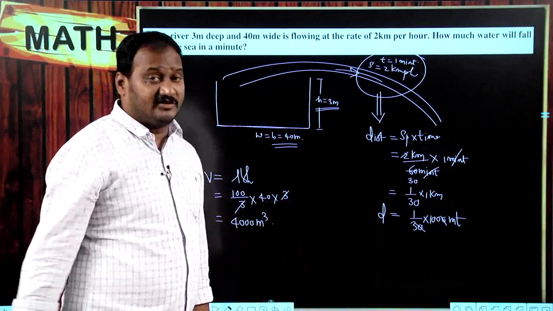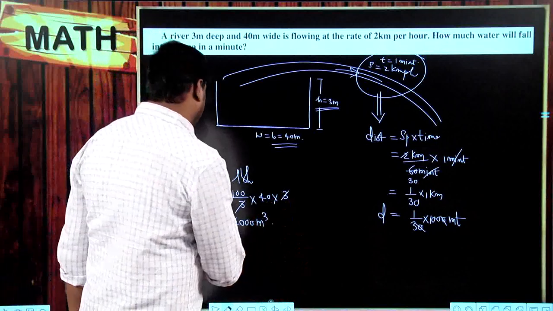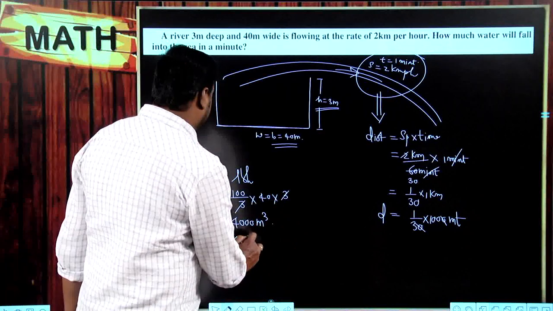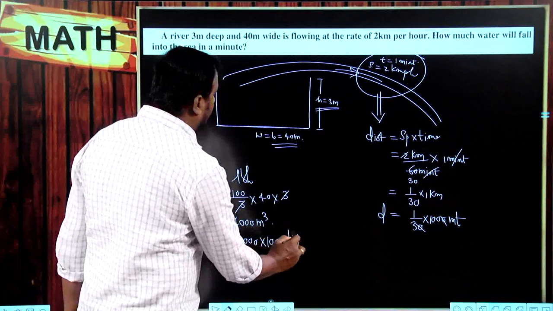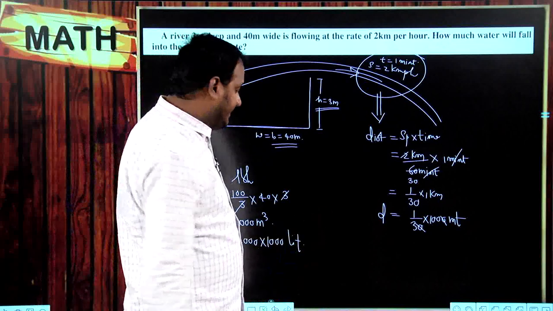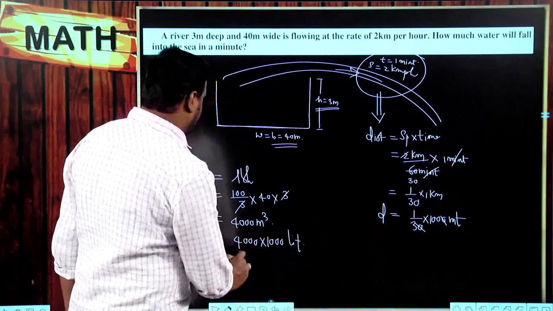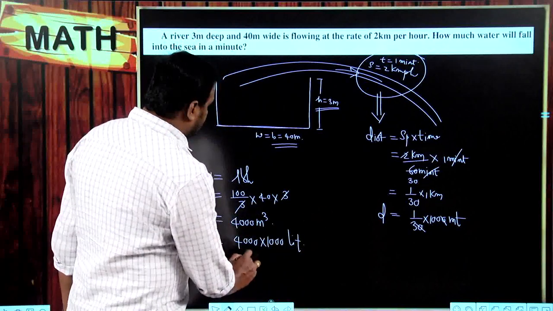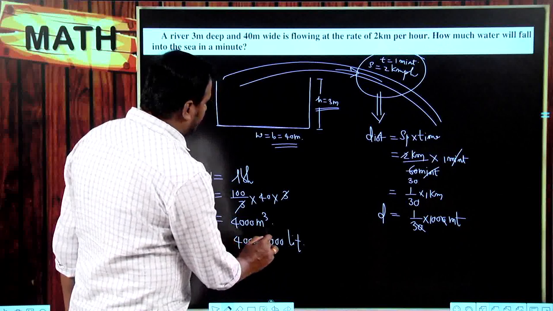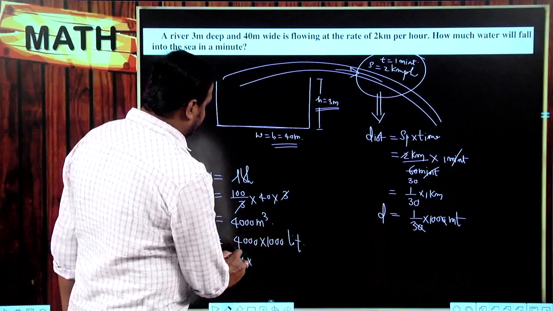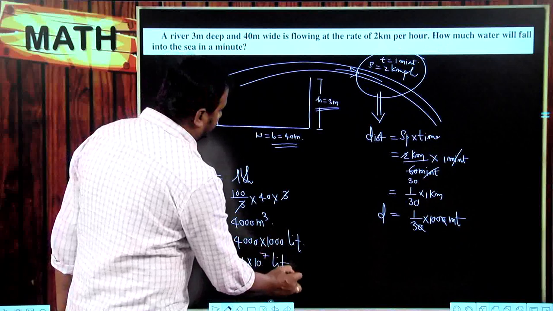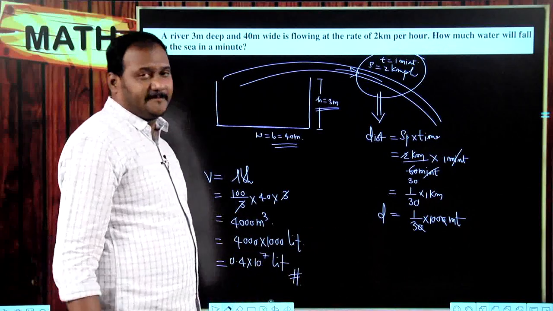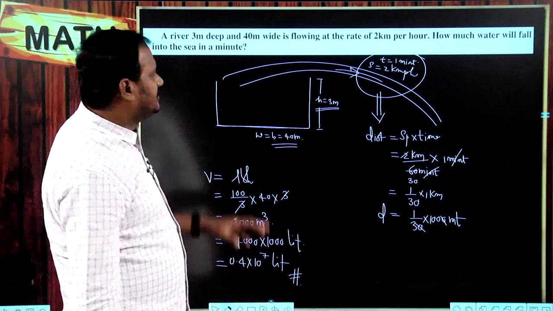1 meter cube is equal to how many liters? Yes, 1 meter cube is equal to 1000 liters. So, 4000 into 1000 liters of water will fall into the sea in 1 minute. If you write it in the standard form, it would be 4 followed by 6 zeros. So, I am writing 0.4 times 10 to the power of 7 liters of water will fall into the sea in a minute.